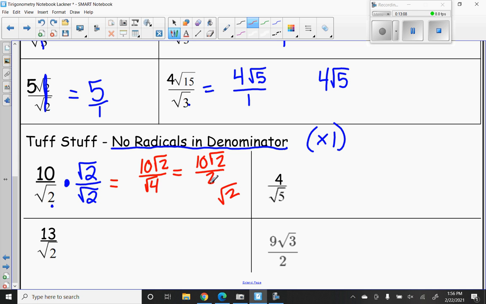10 divided by 2 is 5. Your answer is 5 radical 2, and it would be over 1, but that's not necessary. So it'd be 5 radical 2.